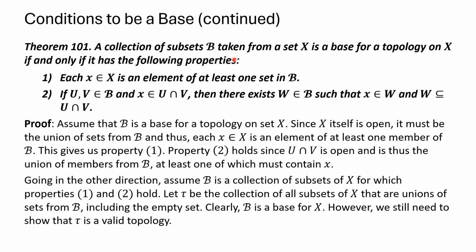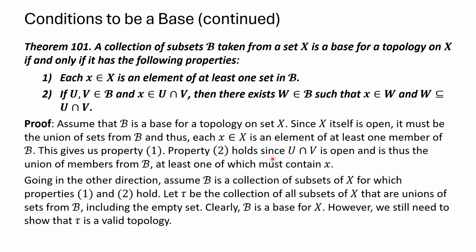So we'll prove it in the forward direction first. Assume the subsets B form a base for a topology on X. Since X is a topology, we know it's open, and it must be the union of sets from B in that case. It's just by the definition of a base. Thus, each x, an element of X, is an element of at least one member of B. So that gives us the first property here.